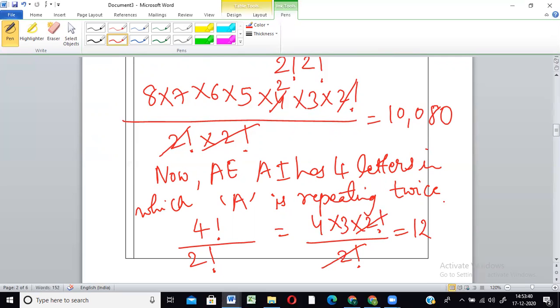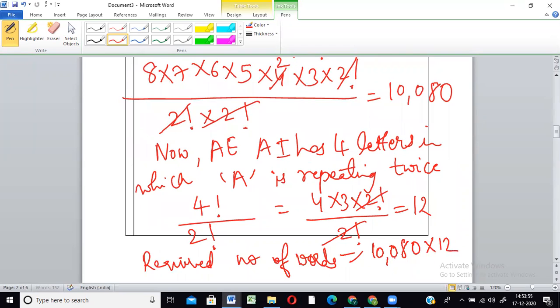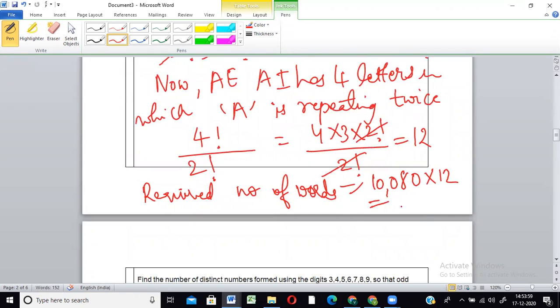So in total, how many required number of words do we have now? It is this number into this number. 10,080 into 12. So that is nothing but after multiplying, you get the answer as 120,960. Alright.